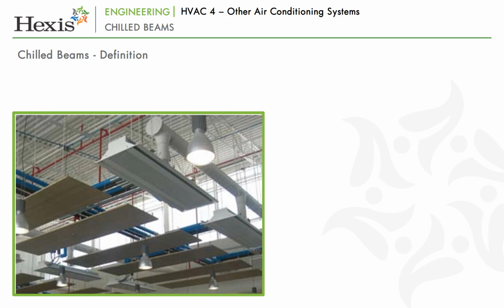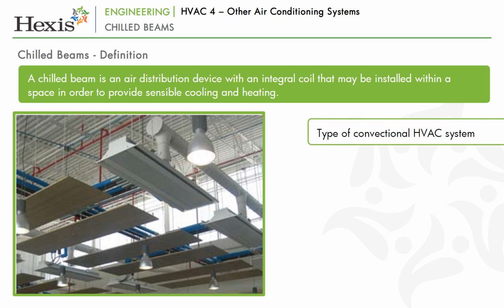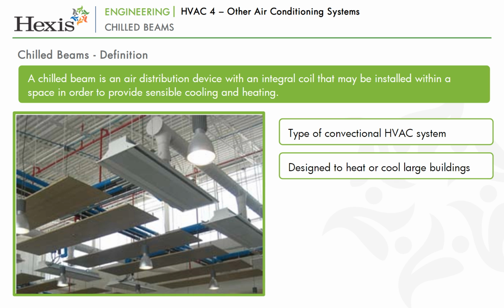Let's learn about another type of air cooling system called chilled beams. A chilled beam is an air distribution device with an integral coil that may be installed within a space in order to provide sensible cooling and heating. A chilled beam is a type of convection HVAC system designed to heat or cool large buildings.